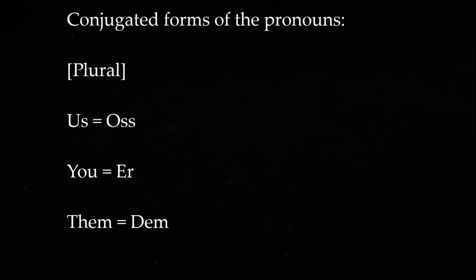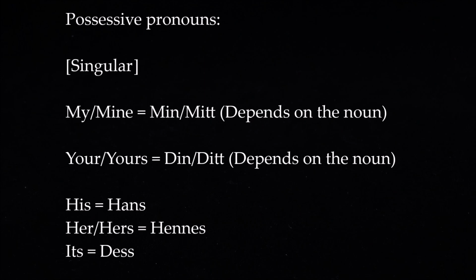Then again, plural, we have us is oss. And then this conjugated plural form of you is er. Them is dem. Again, doesn't really make sense with the way it's spelt, but it is how it is. There, so I think we got some sweet coverage on the whole pronoun thing. Now moving on to something called possessive pronouns. You can think of someone owning something, like mine, yours, hers, his.